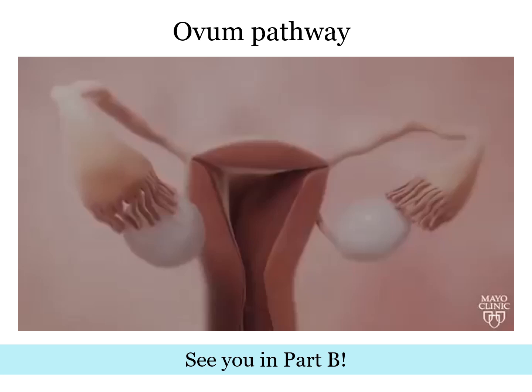Alright, that's about it for the female reproductive organs. Let's wrap up this part A by reviewing the ovum or egg's pathway in the female reproductive tract. See you in part B.